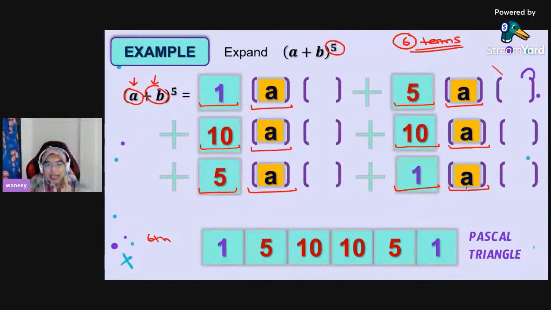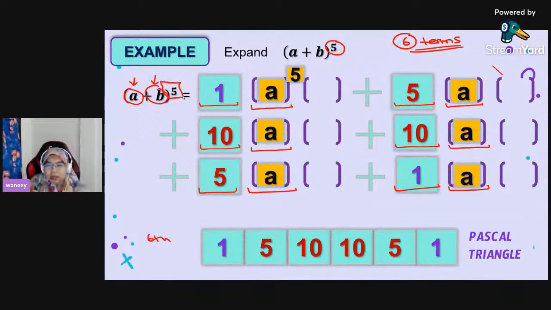The second bracket is for the A. Make sure you have written down 6 A's. Now we want to write down the power for each A. We start with the highest power possible. We have A plus B to the power of 5, so the highest power we can get is 5. Keep writing down the power 5.